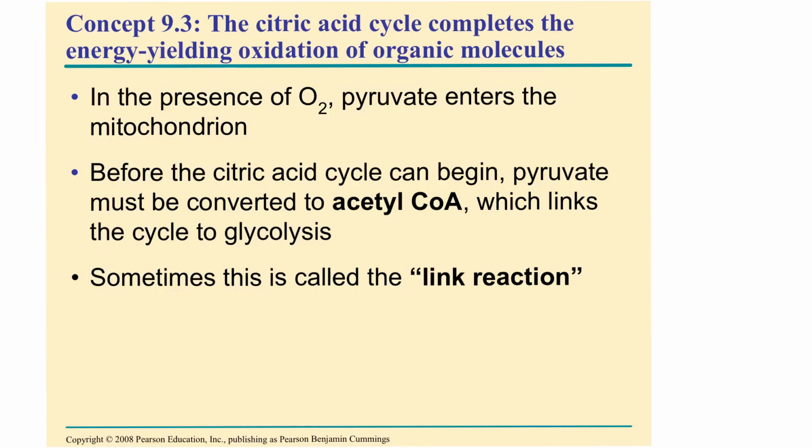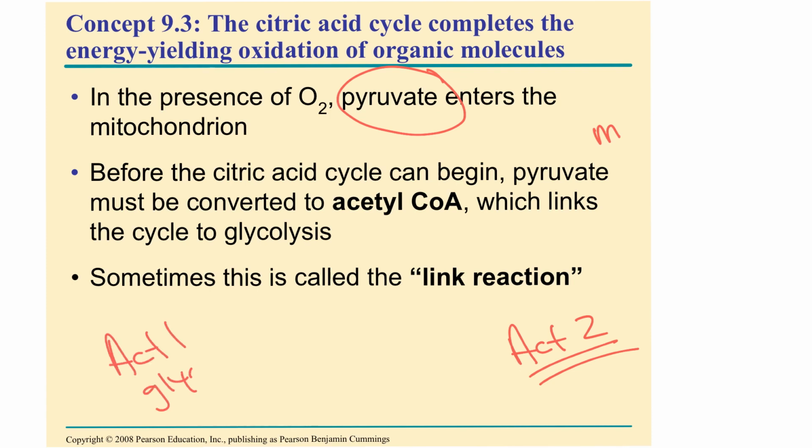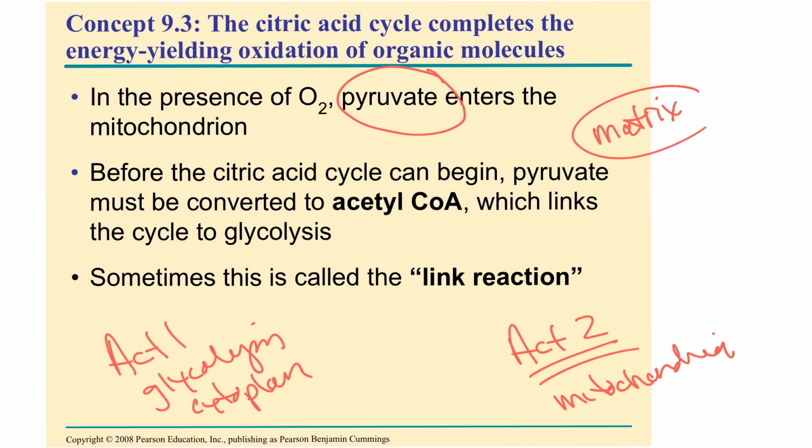So now I'm going to go into Act 2. Hang in there. We're almost done, all right? So this is Act 2 of my cellular respiration play. And now I'm going to start with pyruvate, okay? So far, everything that happened in Act 1 was in the cytoplasm, right? So Act 1, which was glycolysis, is going to happen in the cytoplasm of the cell. Now we're going to move to Act 2, and this is going to happen in the mitochondria, specifically in the matrix of the mitochondria.